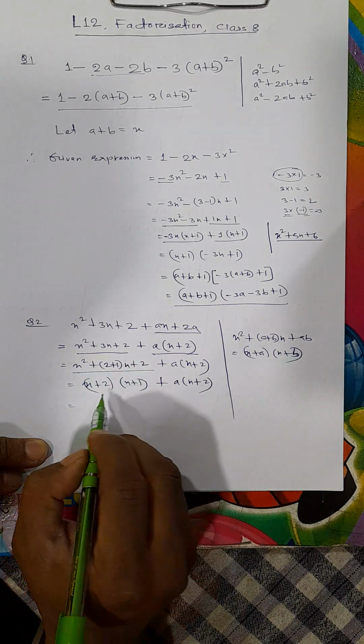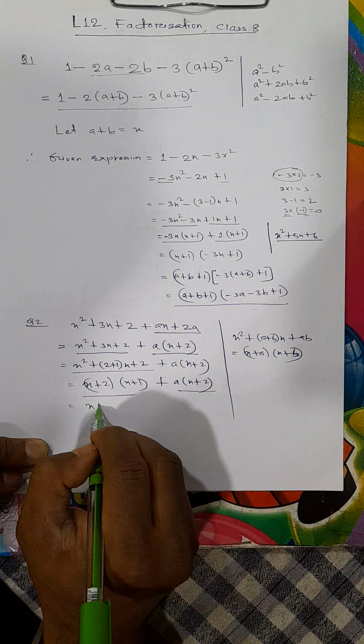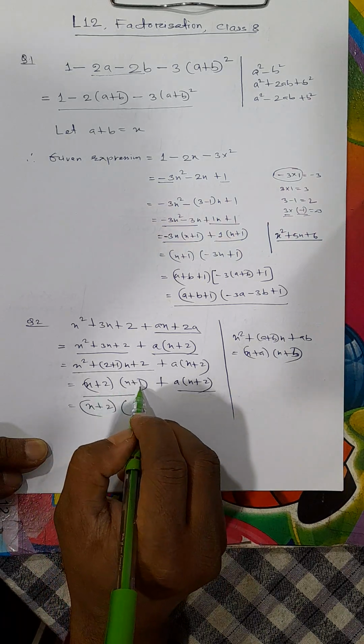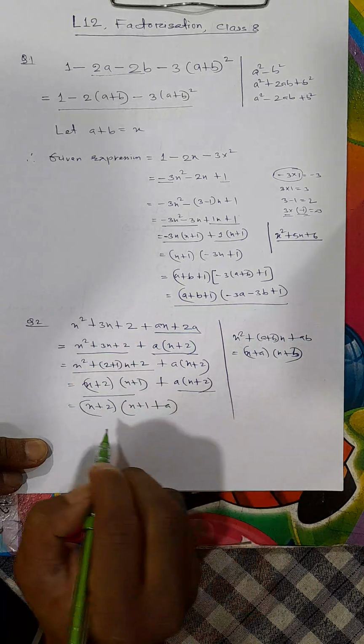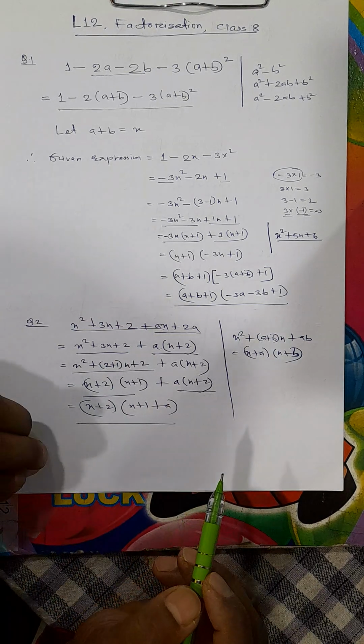Now let us take out the common factors from these two parts. What is the common factor here? x plus 2 is the common factor. So what remains here? In the first part, x plus 1 plus a. So these are the factors of the given algebraic expression.